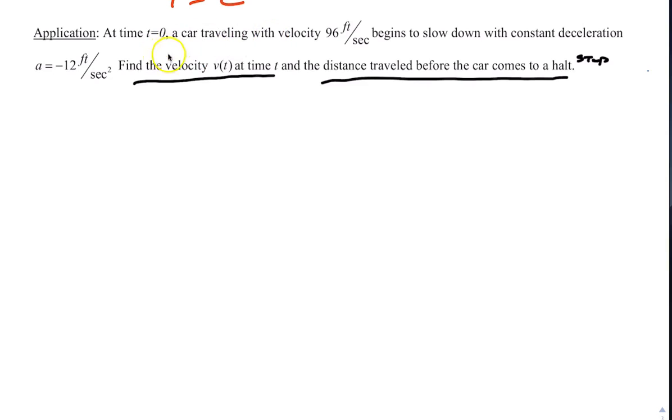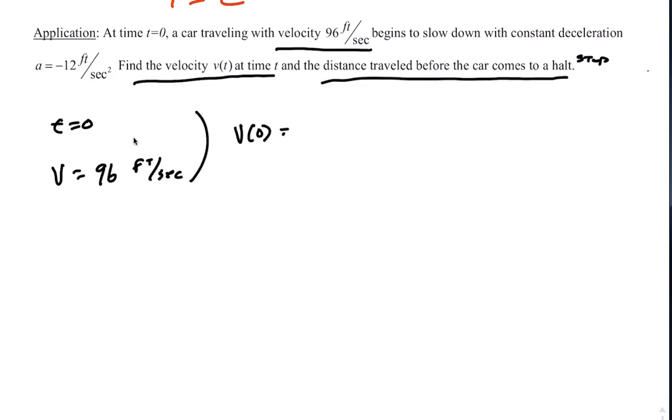So first, let's write down what we have. At time equals 0, my velocity is 96 feet per second. So velocity equals 96 feet per second. That's a little misleading. What's actually going on is this, right? They're saying when time is 0, my velocity equals 96 feet per second. So they're actually giving us an initial condition, right?